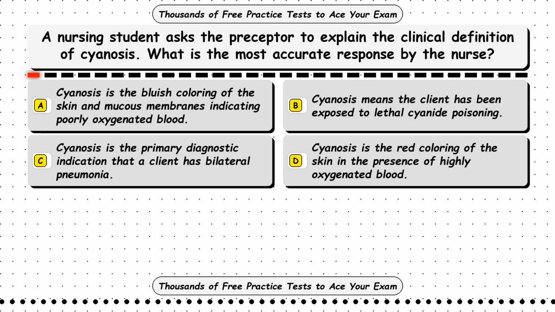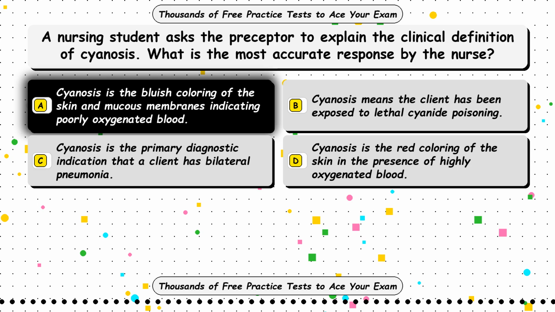Question 63. A nursing student asks the preceptor to explain the clinical definition of cyanosis. What is the most accurate response by the nurse? Option A. Cyanosis is the bluish coloring of the skin and mucous membranes indicating poorly oxygenated blood. Option B. Cyanosis means the client has been exposed to lethal cyanide poisoning. Option C. Cyanosis is the primary diagnostic indication that a client has bilateral pneumonia. Option D. Cyanosis is the red coloring of the skin in the presence of highly oxygenated blood.